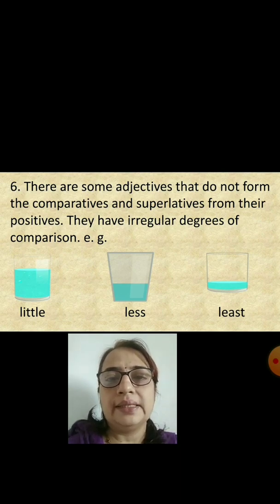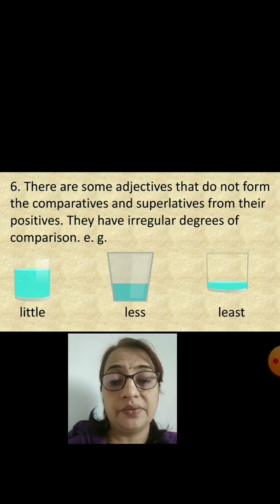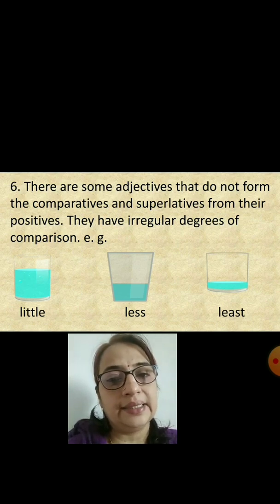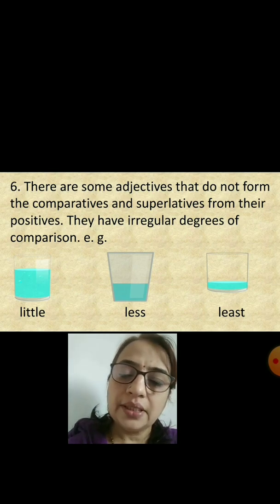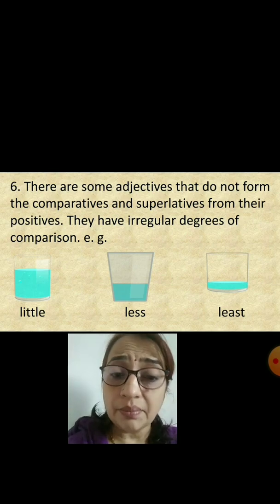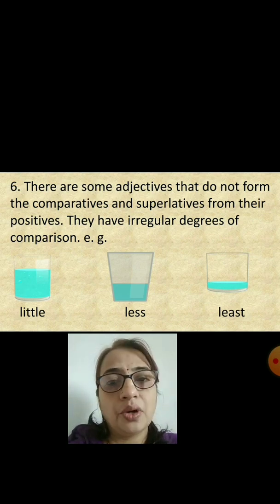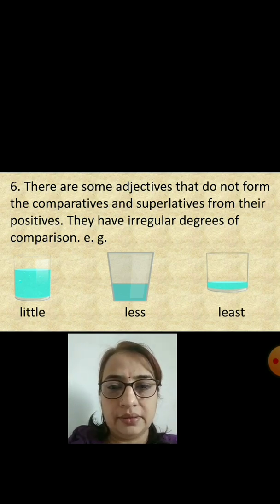Here in the picture you can see a glass of water. Now what is the rule? Let us see. There are some adjectives that do not form the comparatives and superlatives from their positives. So far we have seen that whichever word is in positive degree, we are adding more or most, or we are adding er and est to the same word to change it into comparative and superlative. But you have to remember, children, there are some adjectives that do not form the comparatives and superlatives from their positives. They have irregular degrees of comparison.